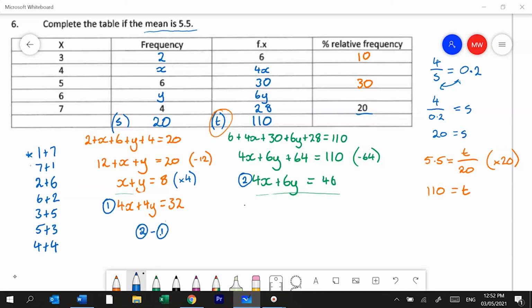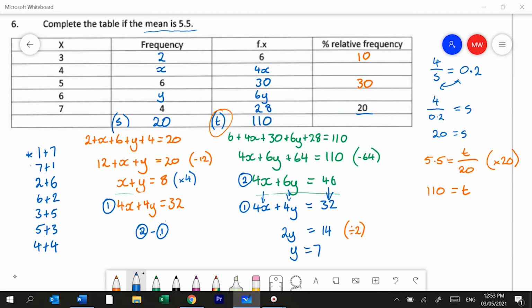So if I stick equation 1 underneath here and I subtract them, then 4x minus 4x gives me nothing. 6y minus 4y leaves me 2y. 46 minus 32 leaves me with 14. Now all I do is divide both sides by 2. I find that y is 7.